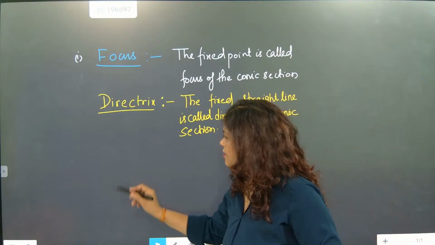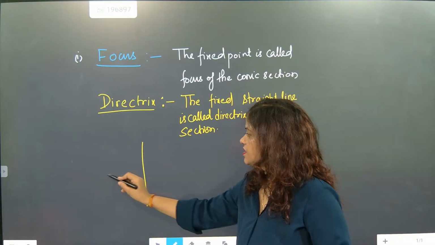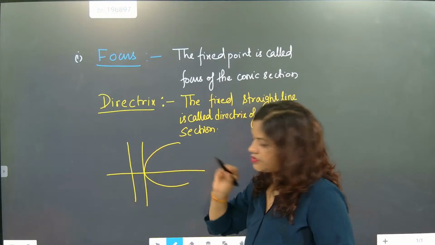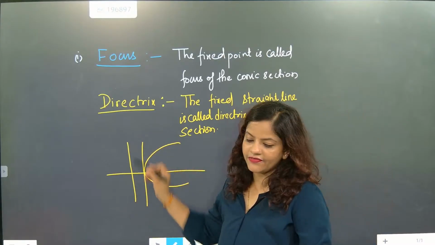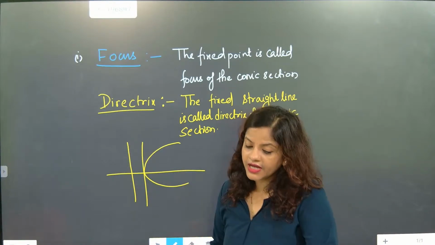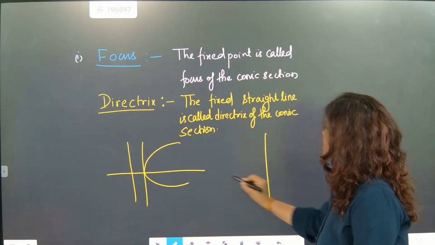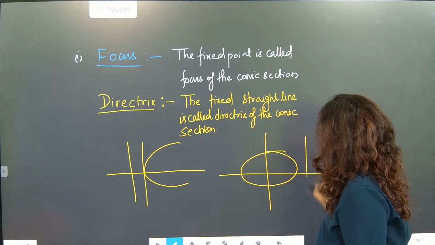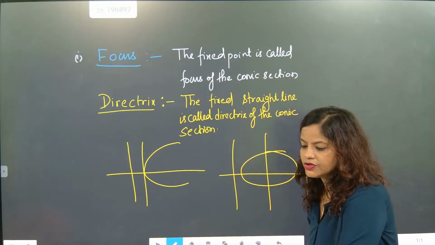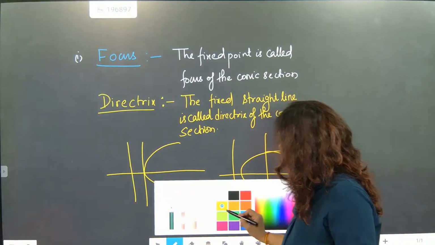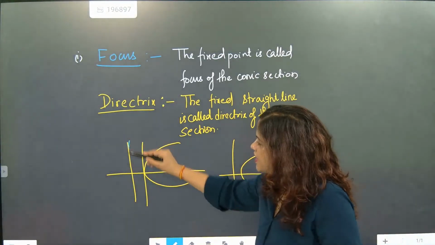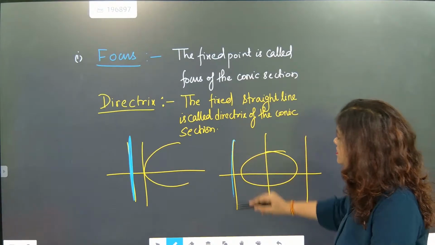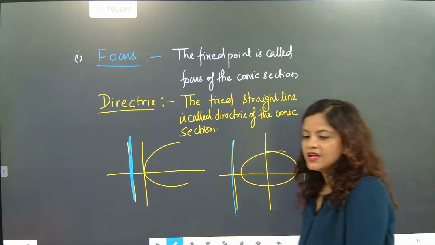For parabola, we draw the directrix opposite to it. This is the fixed line, and this fixed line is considered as directrix. For ellipse, where is the directrix? This is the ellipse, and the directrix will be here and here. I am denoting them with blue color. These are the directrix lines. The fixed line is exactly considered as directrix.